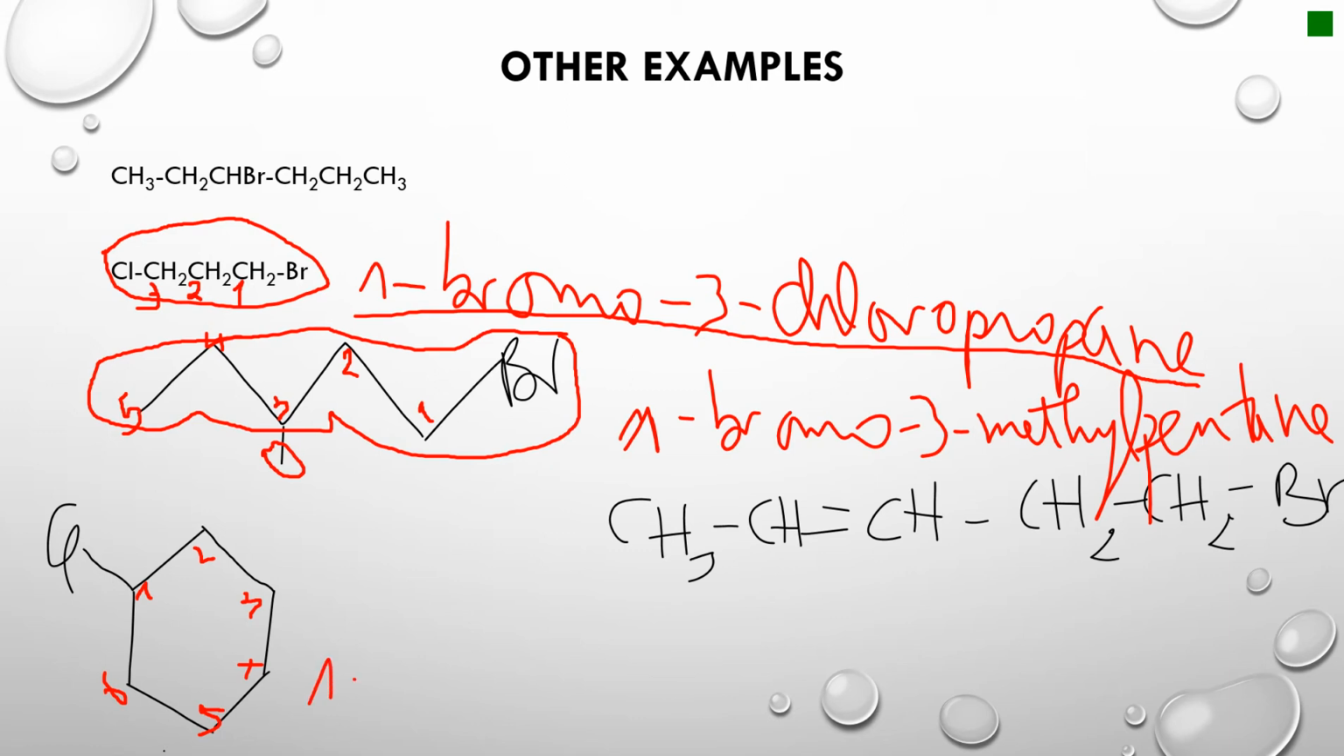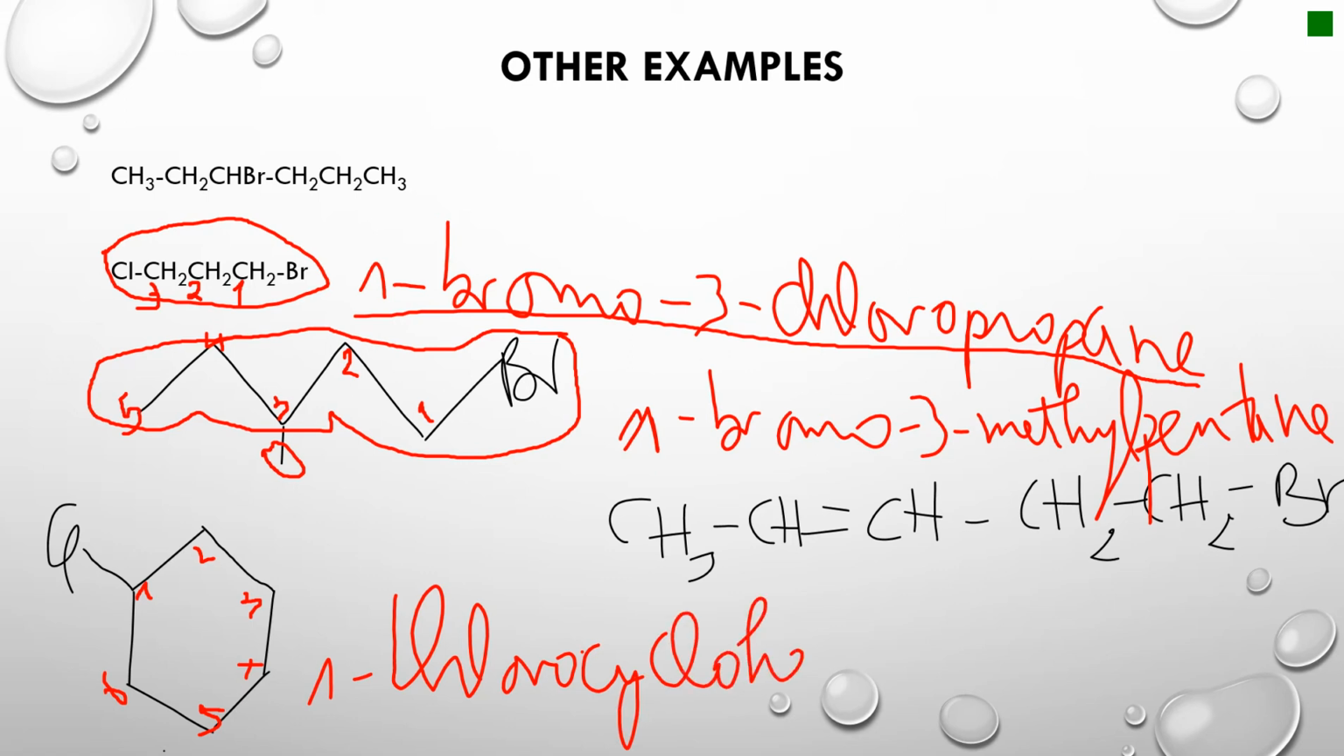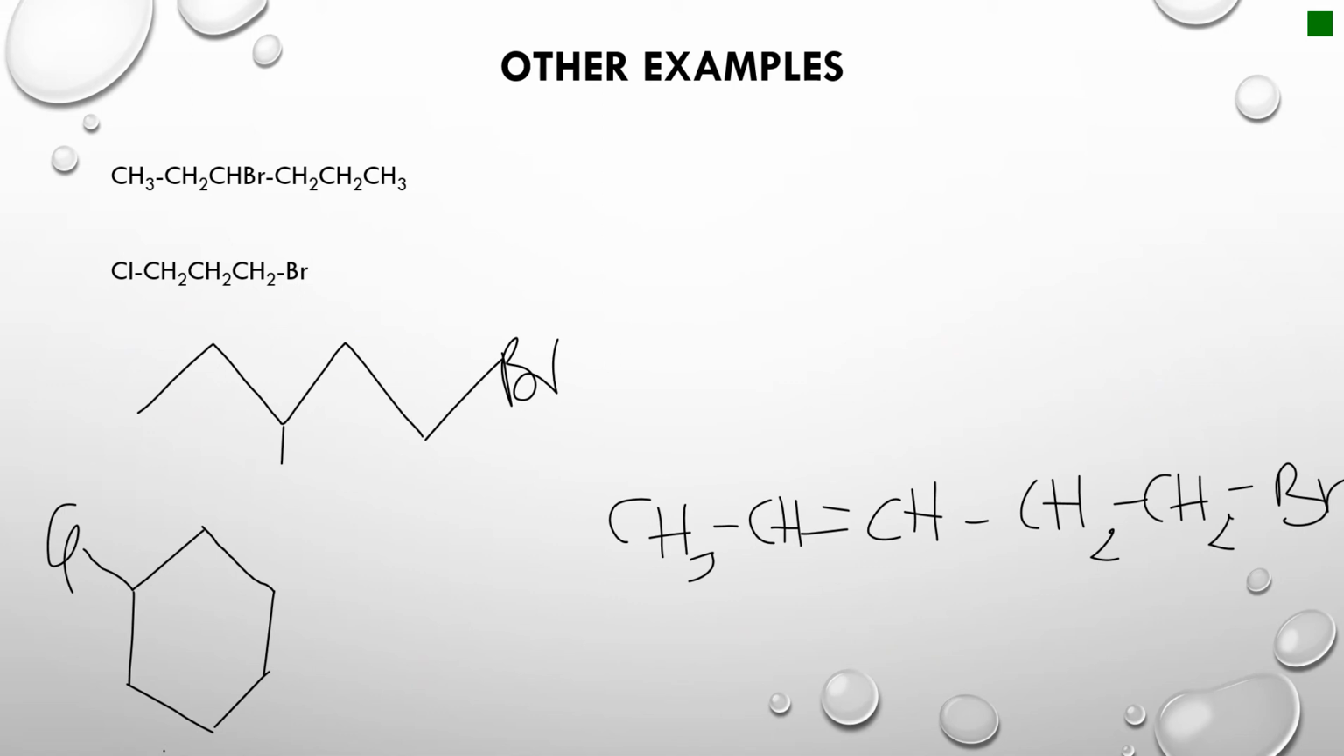It's 1-chloro. And the name of parent chain, because we have 6 carbons in the chain, it is hexane, but because it is cyclic, we add the word cyclo. Cyclohexane. Good. So the last example is this.